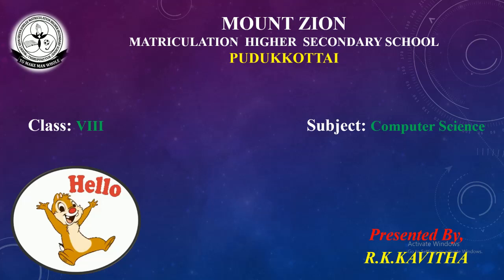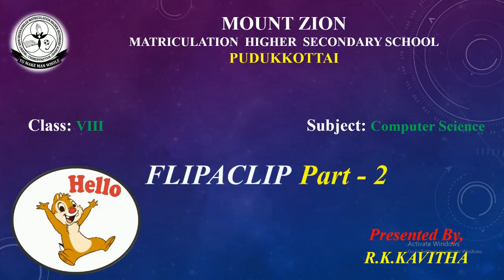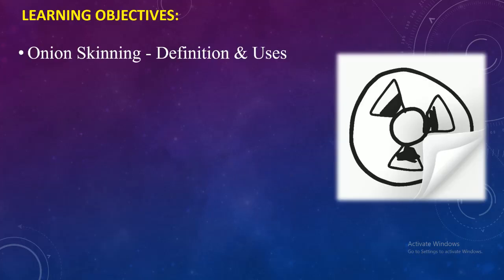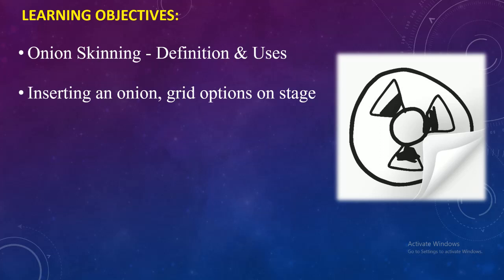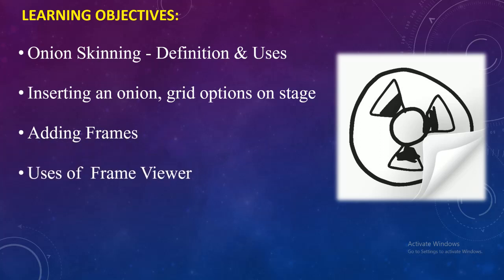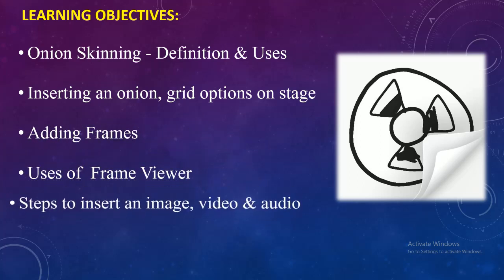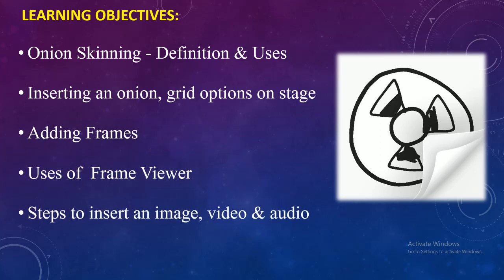Students, in this session, let us learn the remaining parts of Flipaclip. That is Flipaclip Part 2. See the learning objectives: onion skinning, definition and its uses, inserting an onion, grid and options on the stage, adding frames, uses of frame viewer, steps to insert image, video and audio, steps to make a movie option.